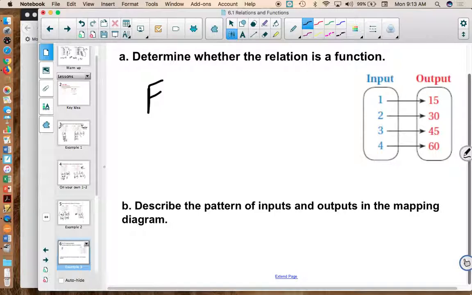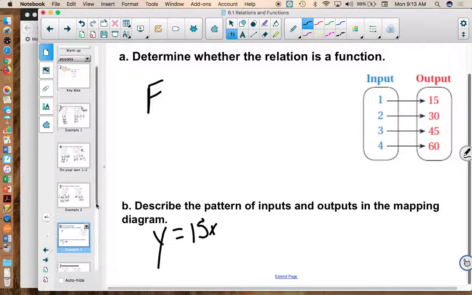So my pattern then is 15x, isn't it? Because 15 times the input every time gives me the output, we're going to call it y, just because we're used to that. Okay? That 15 also represents what to you? Slope. It's the rate of change. It's what's happening inside the box that changes. Okay? Good job.